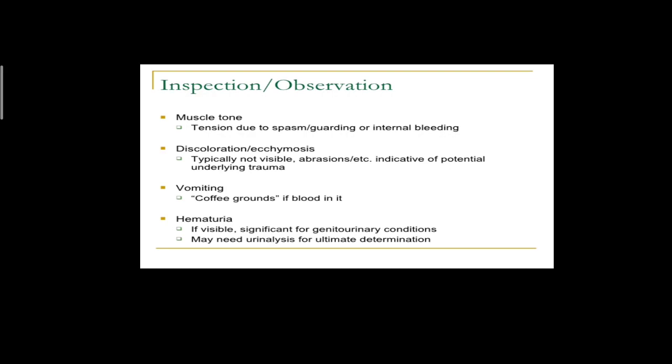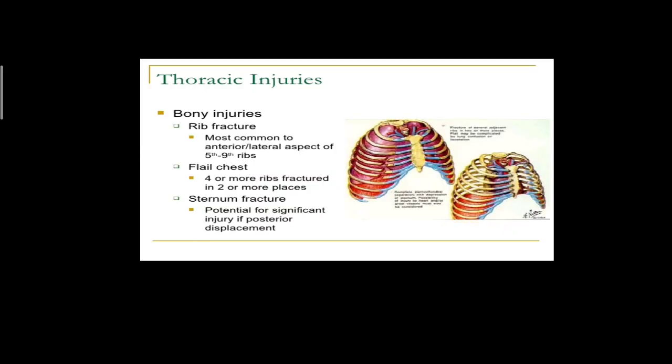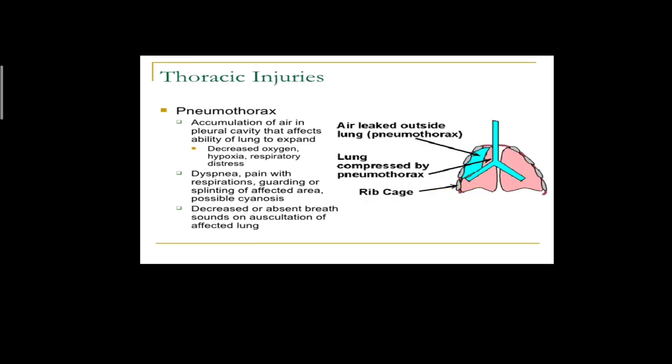Vomiting: coffee grounds if blood is in it. Hematuria, if visible, is significant for genitourinary conditions and may need urine analysis for ultimate determination. Injuries. Thoracic injuries, bony injuries like rib fracture, are most common at the anterior or lateral aspect of the 5th to 9th ribs. Flail chest: 4 or more ribs fractured in 2 or more places. Sternum fracture: potential for significant injury if posterior displacement occurs.